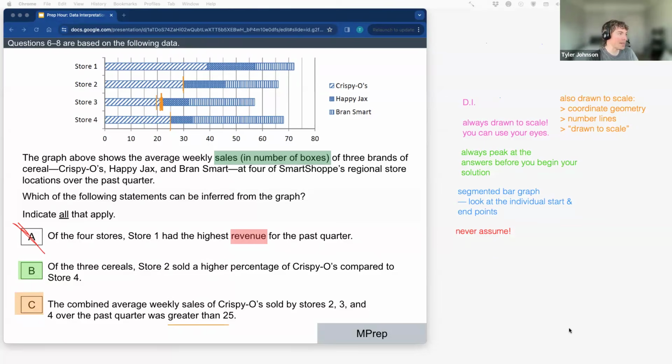Okay, moving on to another data set. We haven't yet seen a line graph, so let's try one of those.